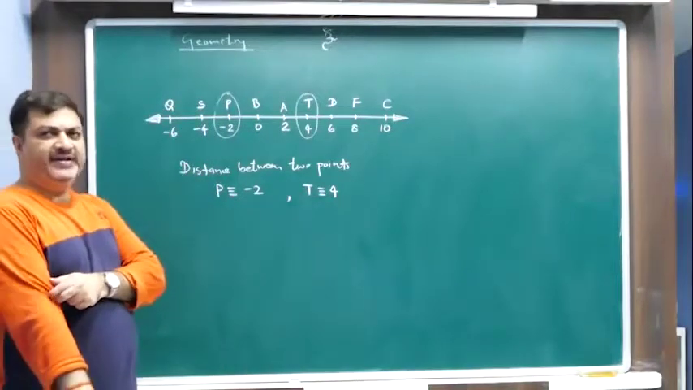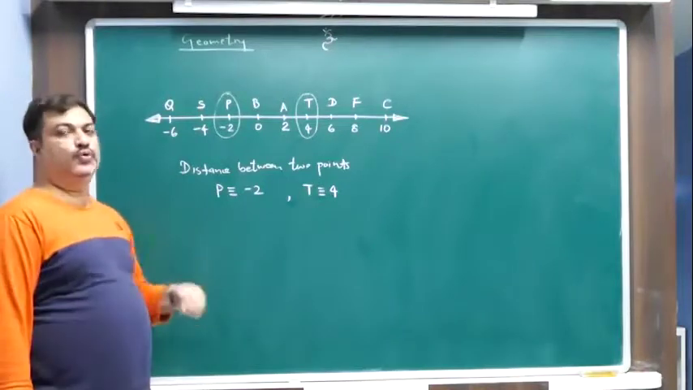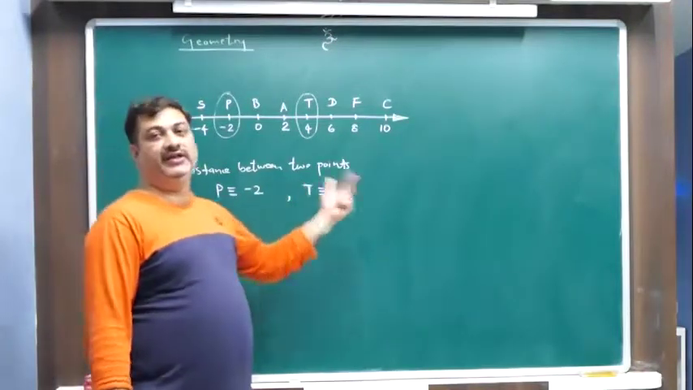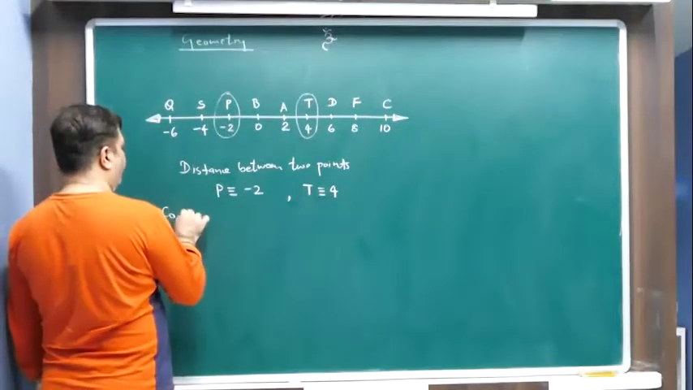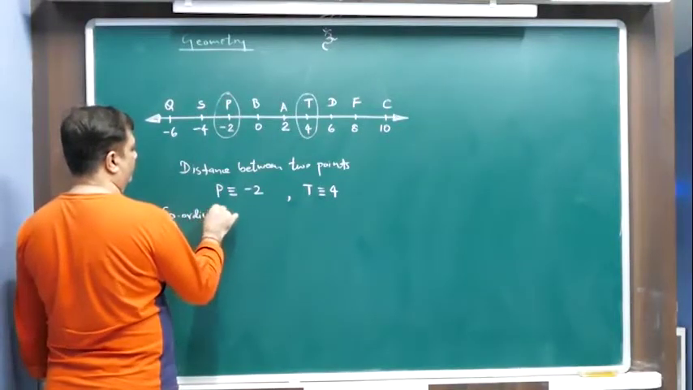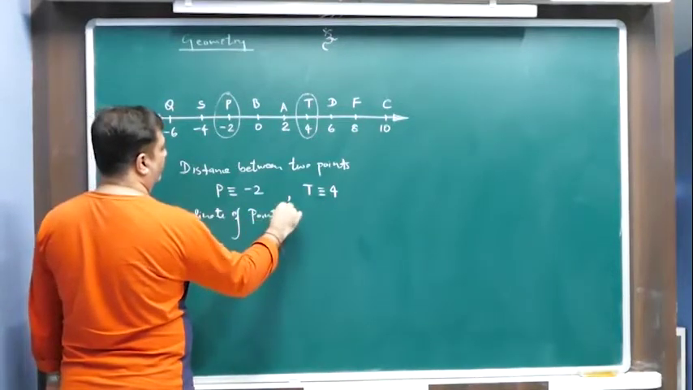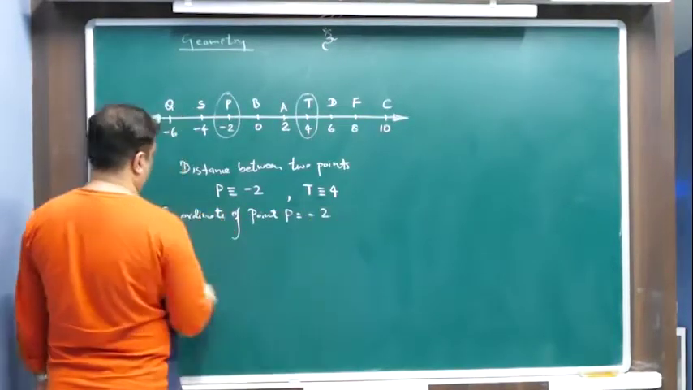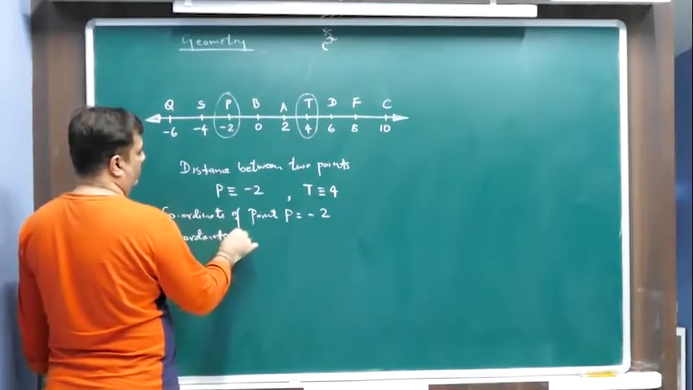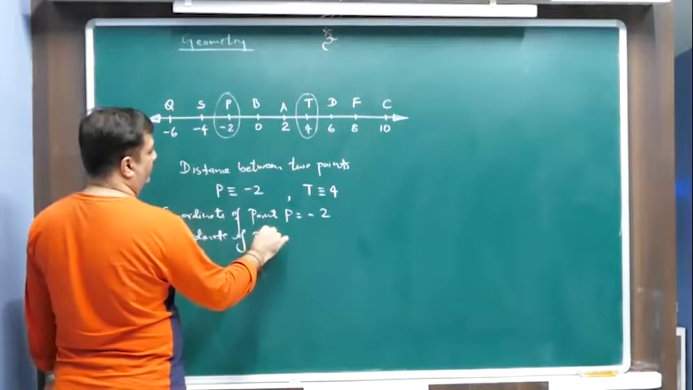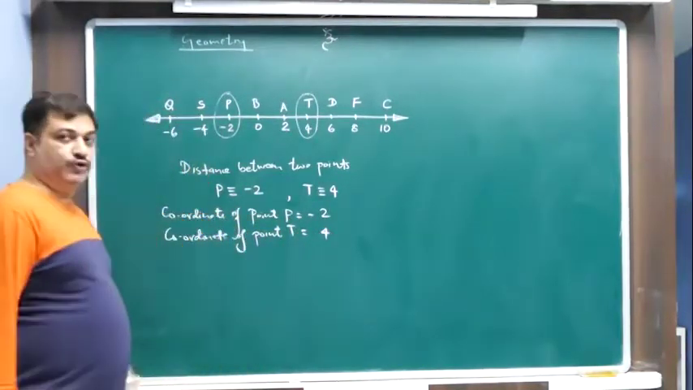Okay. You can also write in words. Coordinate of point P equals -2. Coordinate of point T equals 4. Right? So you can say coordinate of point P equals -2, coordinate of point T is equal to 4. So coordinates are known.